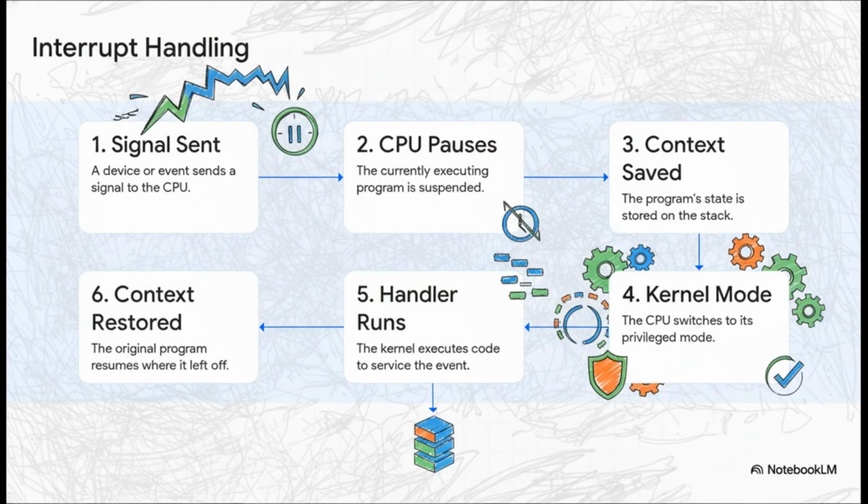The moment that interrupt signal arrives, the CPU just stops. It saves the exact state, we call this the context, of whatever program was running. Then it switches into that privileged kernel mode, runs the special code to handle, say, that key you just pressed, and then it restores the original program's context and carries on like nothing ever happened. And this happens thousands, if not millions of times a second.